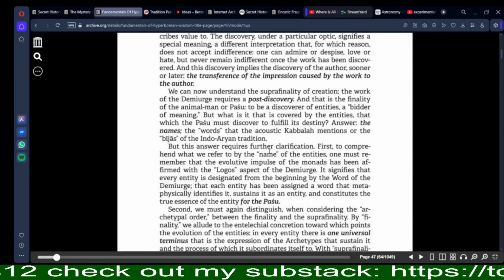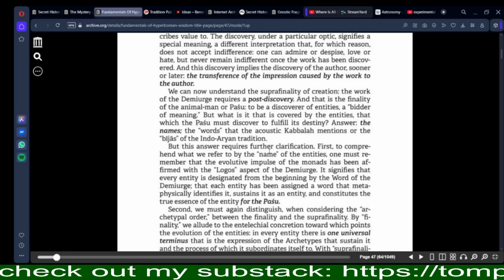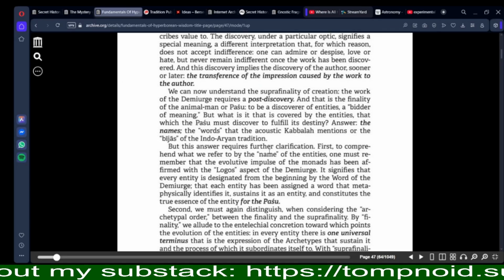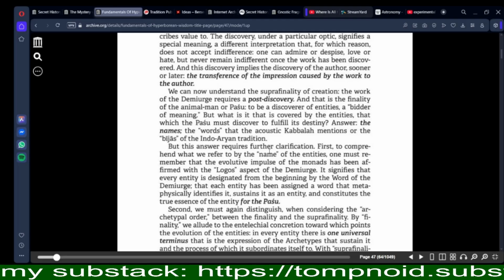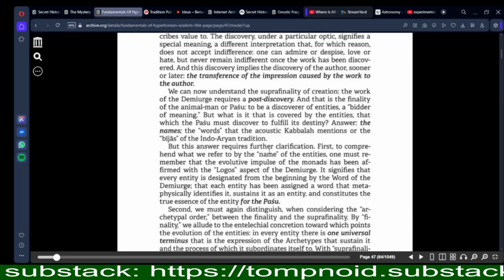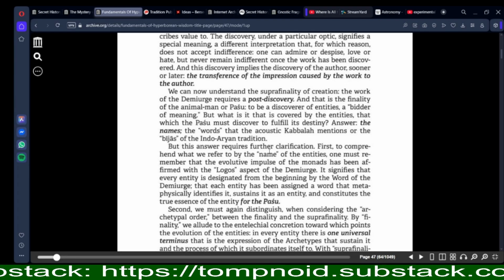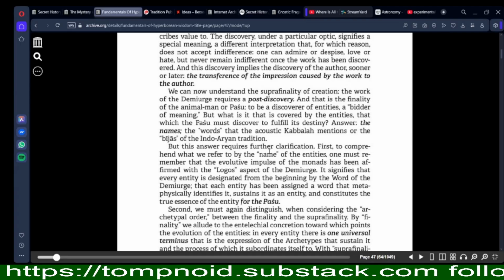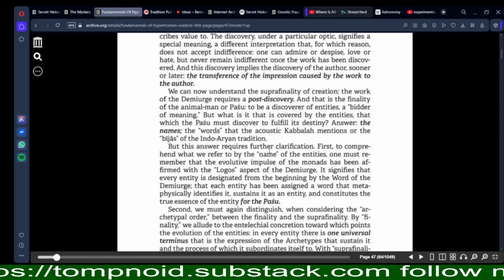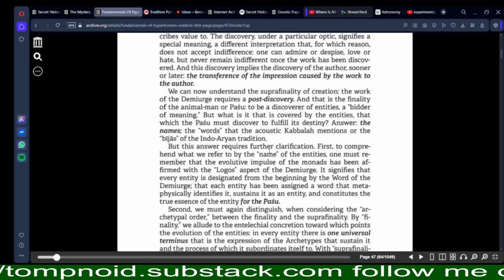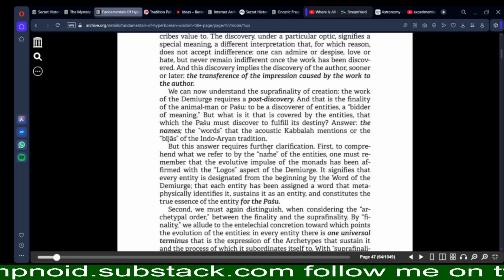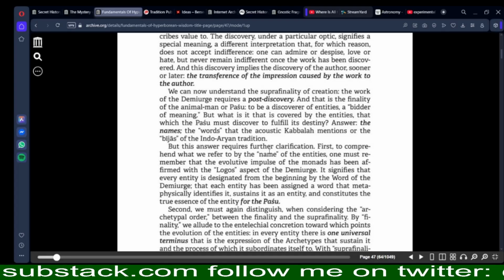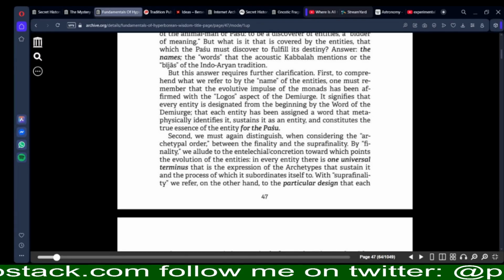We can now understand the suprafinality of creation. The work of the demiurge requires a post-discovery, and that is the finality of the animal man, or Pasu, to be a discoverer of entities, a bidder of meaning. But what is it that is covered by the entities, that which the Pasu must discover to fulfill its destiny? Answer: the names, the words that the acoustic Kabbalah mentions, or the bihas of the Indo-Aryan tradition. But the answer requires further clarification.